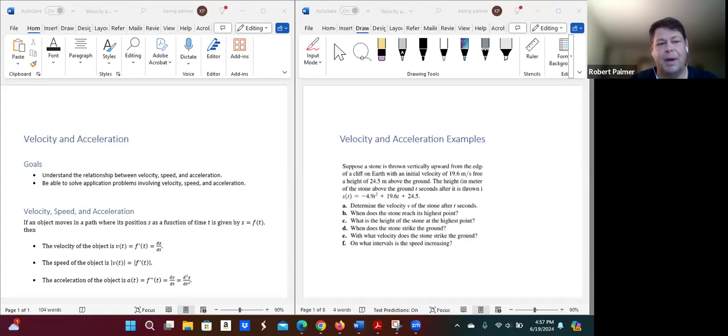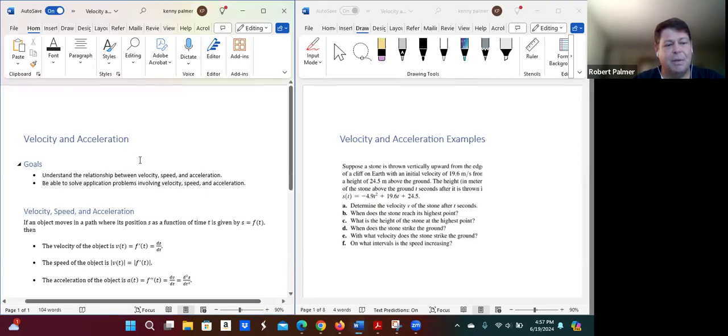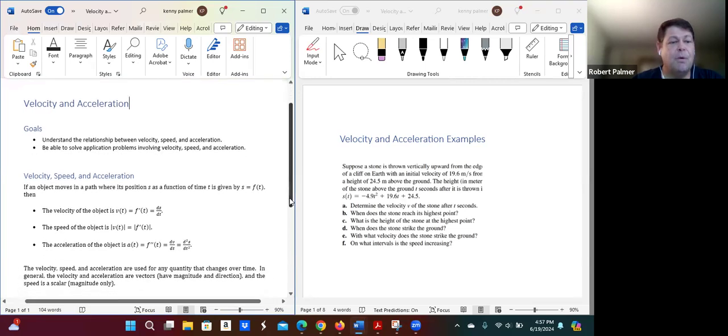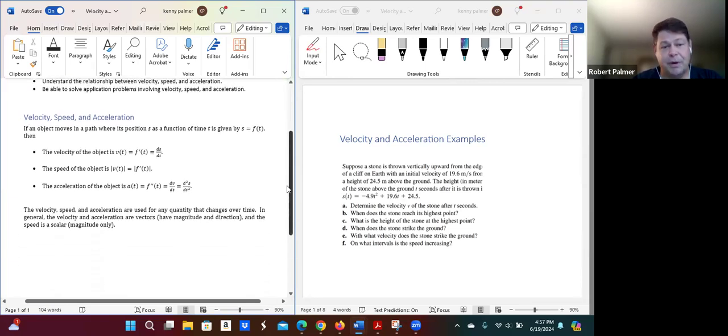Hello, everyone. Welcome back. Today we want to talk about velocity and acceleration, basically how they're related to position and also how they're related in terms of derivatives. Our goal is understanding the relationship between velocity, speed, and acceleration, which we'll talk about in a moment, and then also look at some application problems involving those three.